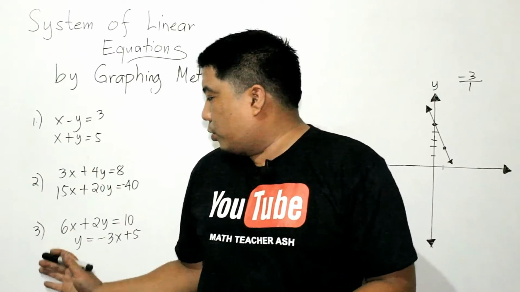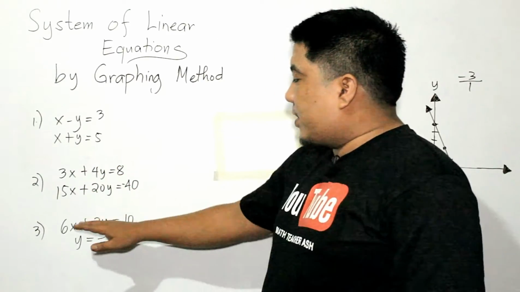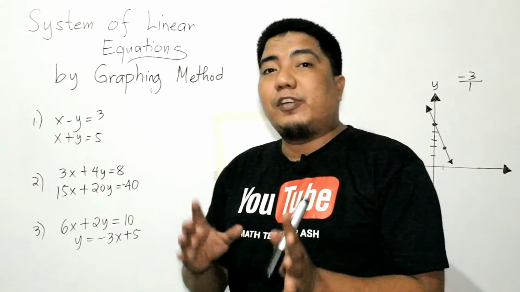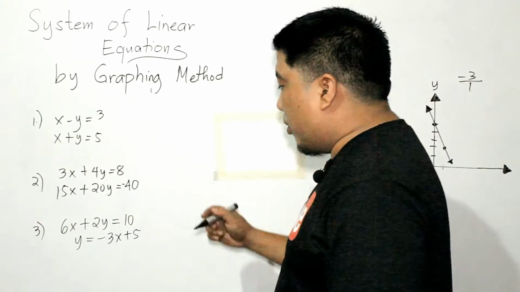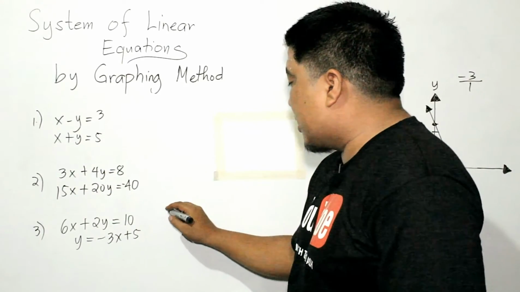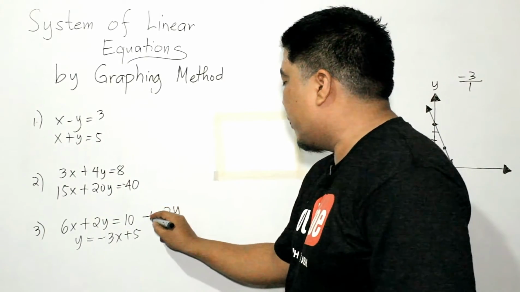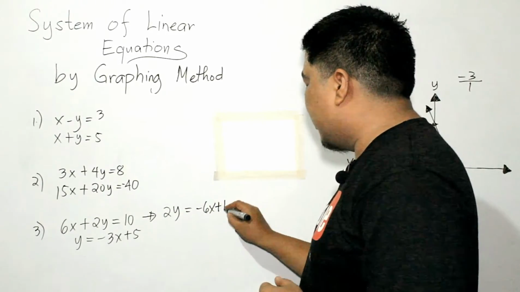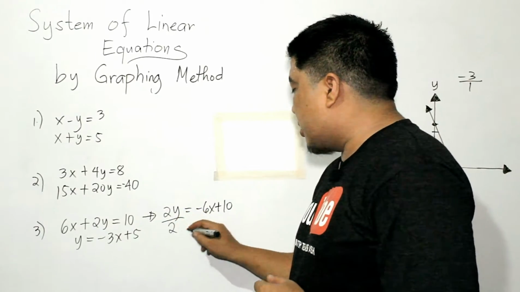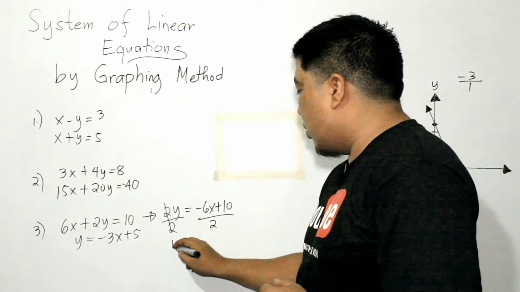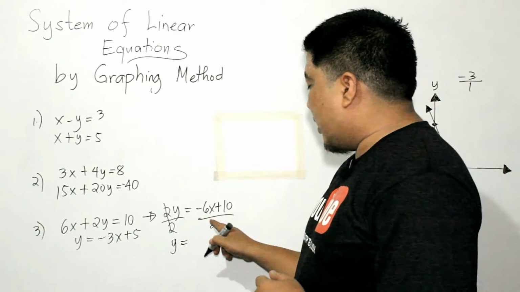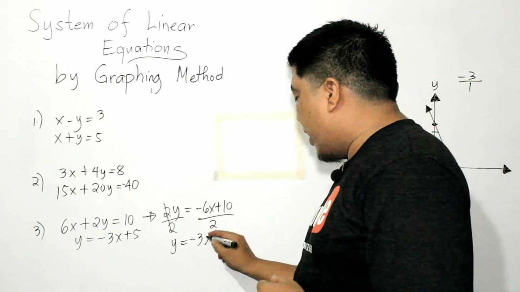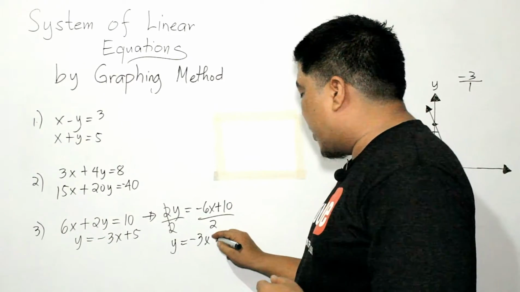Now, let us continue to our first equation. We have 6x plus 2y is equal to 10. What we can do here is we will transpose our first equation to its slope-intercept form. So, I will transpose the 6x. This will give me 2y is equal to negative 6x plus 10. And then, I will divide both sides by 2, canceling the 2 here, giving me y. Negative 6x divided by 2, that is negative 3x. 10 divided by 2, that is positive 5.